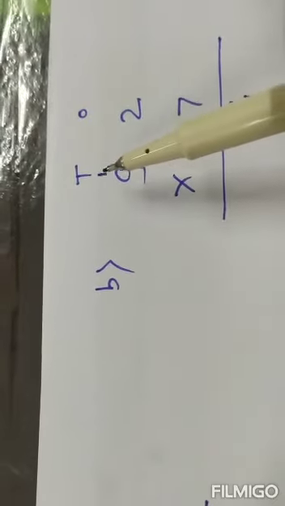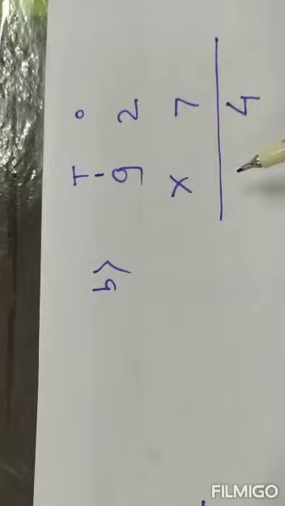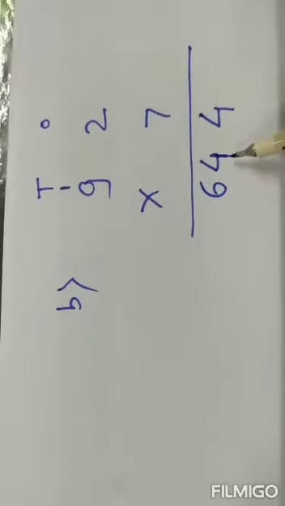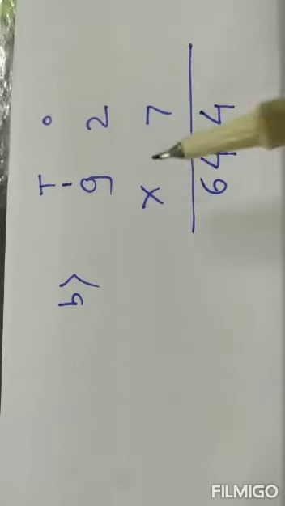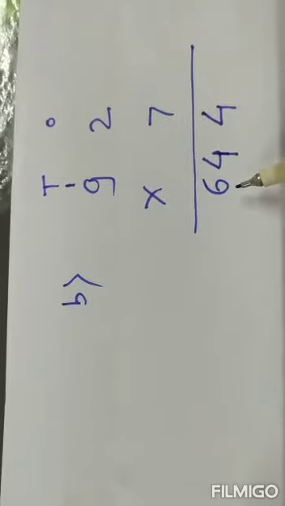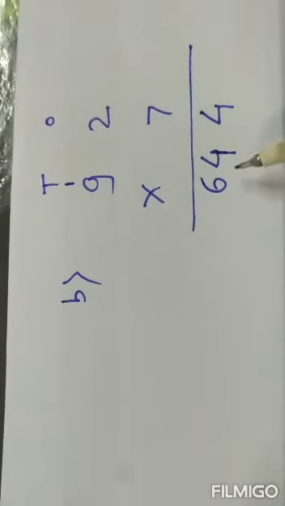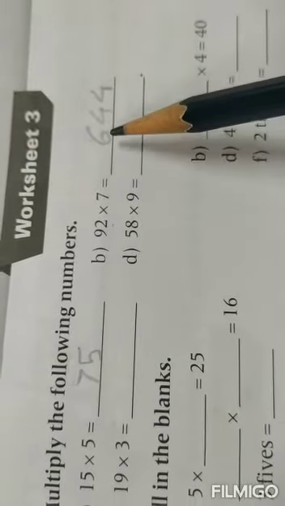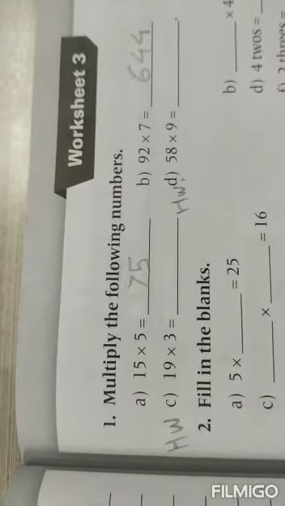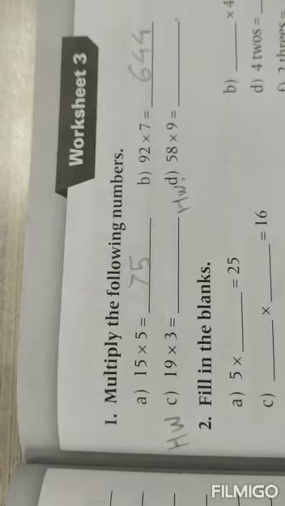And add this carry 1 in 63. And write down here 64 means 92 multiplied with 7 we get answer 644. So write here answer 644. Children, remaining 2 sums are homework for you.